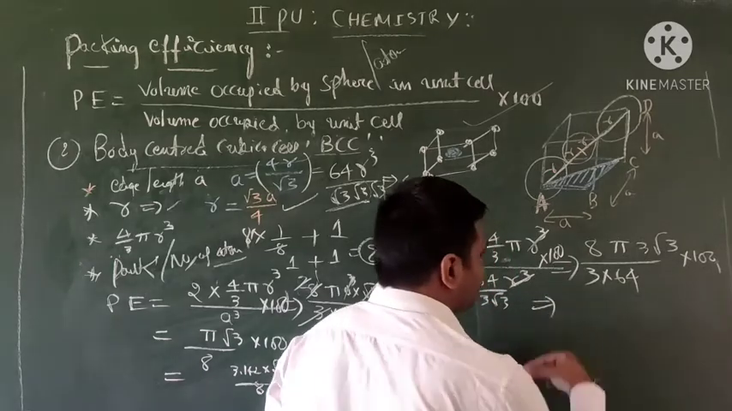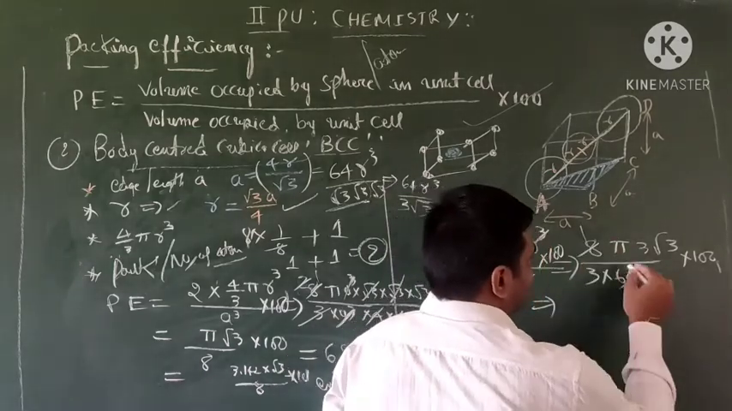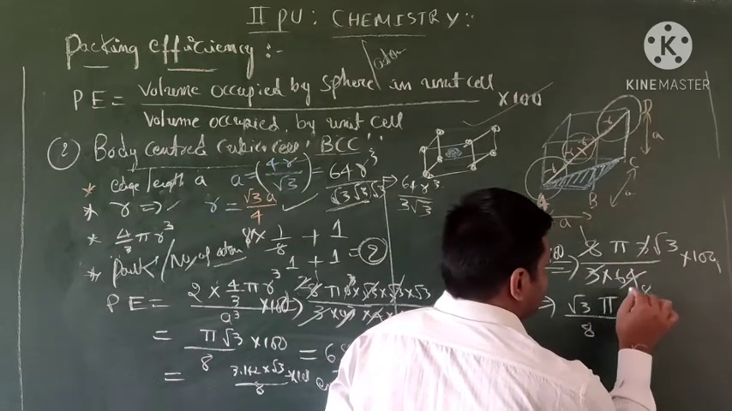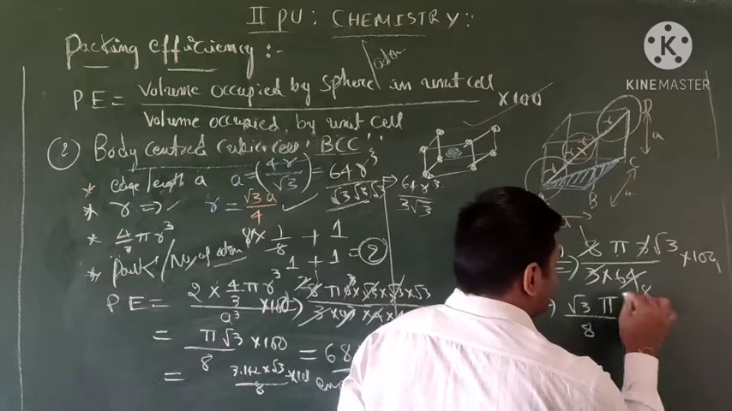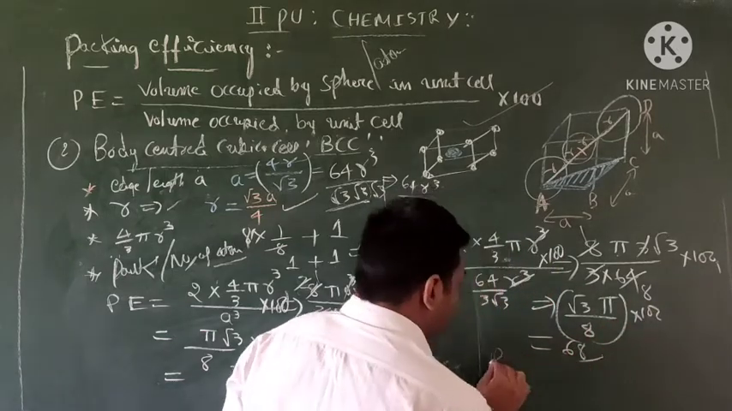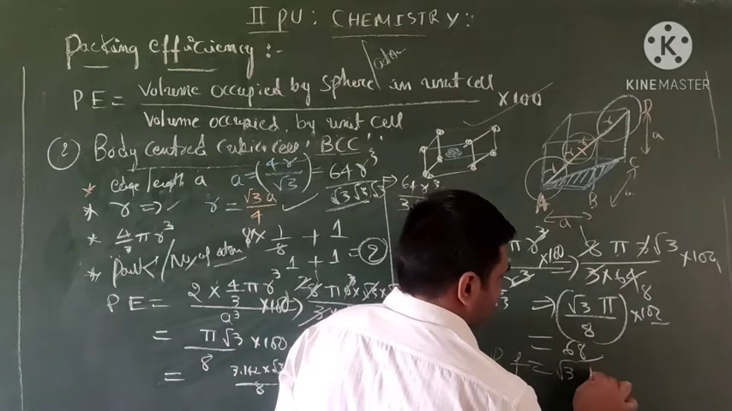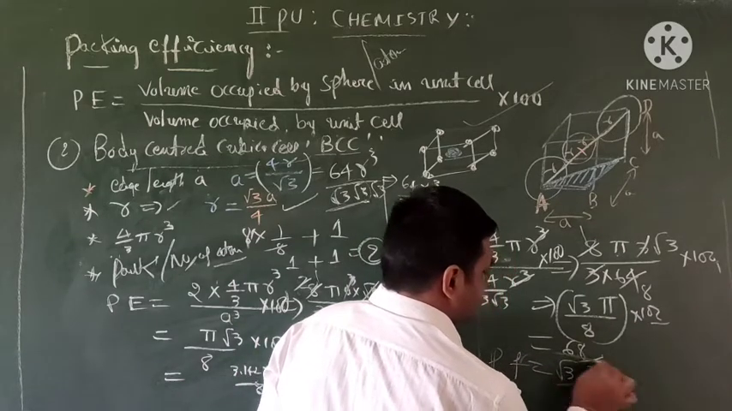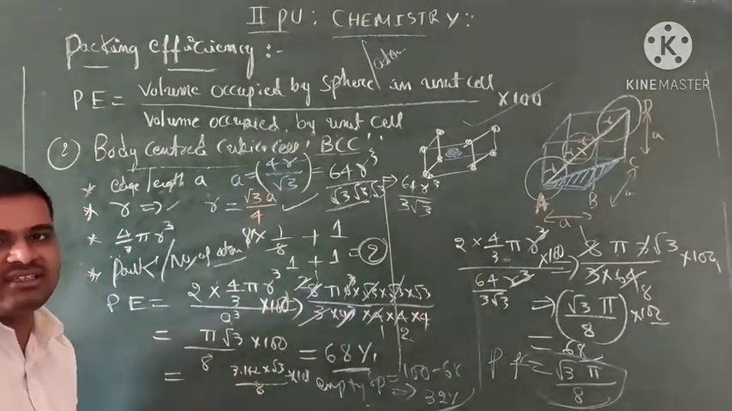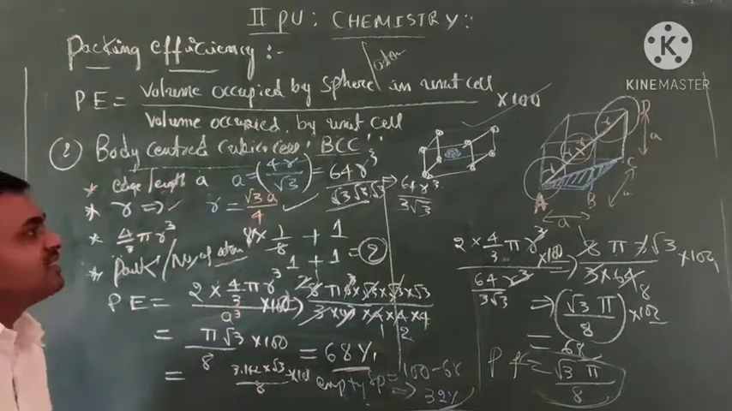So how much value can you get? 8 ones are 8, 8 eights are 64. Then 3 gets cancelled. This is root 3 pi divided by 8, into 100, which gives 68%. Then the packing fraction is without the 100: the packing fraction is root 3 pi by 8. That is the packing fraction. You can choose either one, whichever is the easiest method. This is about the body centered cubic cell.